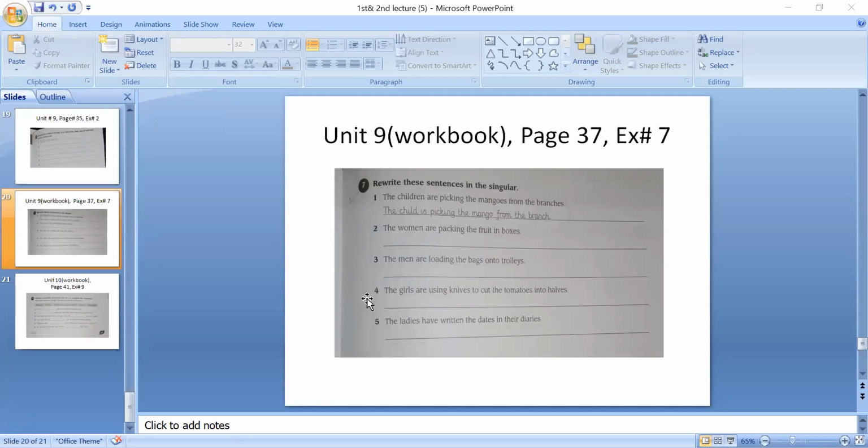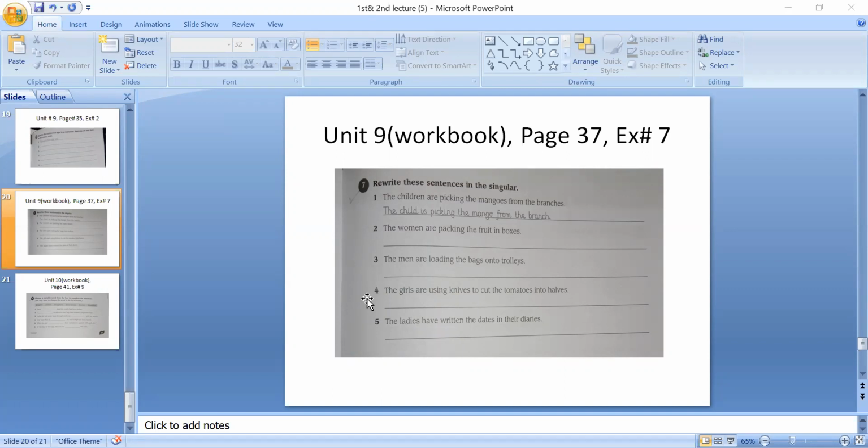Then, what? Loading. Trolleys, bags, and are is also plural. This is plural verb. Men is plural word, plural noun. Bags is noun, trolleys noun, plural noun, and there is one verb that is plural.